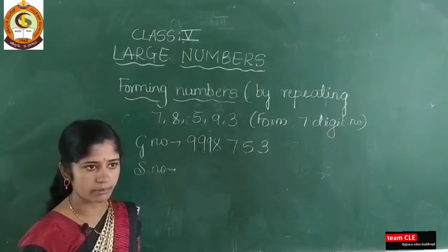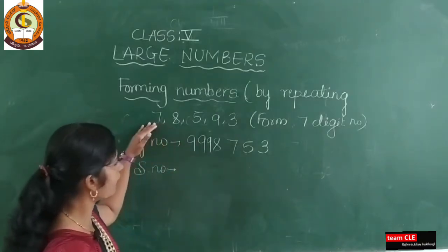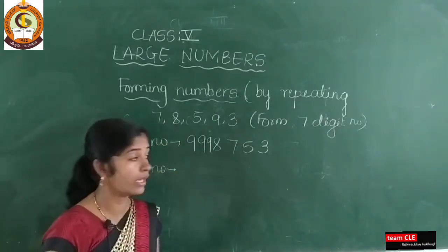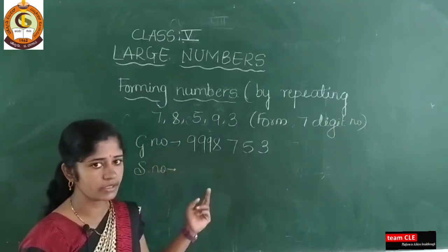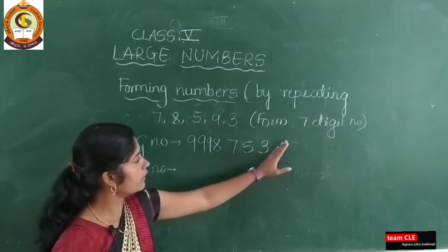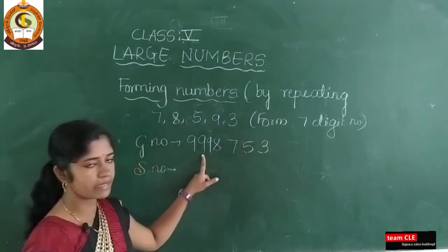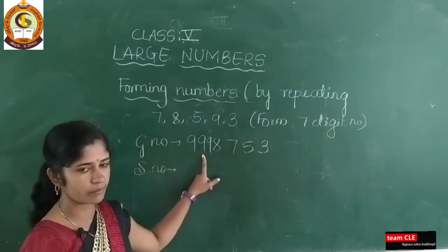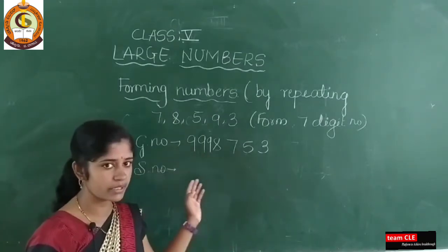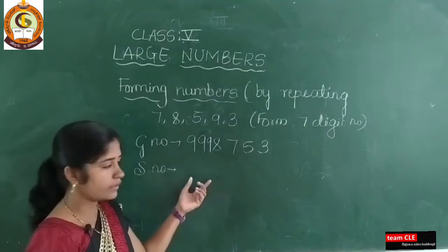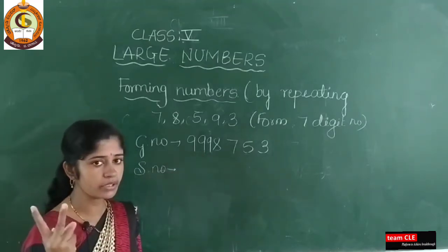Here 9 will repeat. Here they have given only 5 digits, but I have to form a 7 digit largest number, so the greatest number will repeat 2 times. If for example a 6 digit number is there, then the 9 will repeat only 1 time. I hope you are getting my point. So first you have to write biggest to smallest, and the bigger number you have to repeat 2 times.